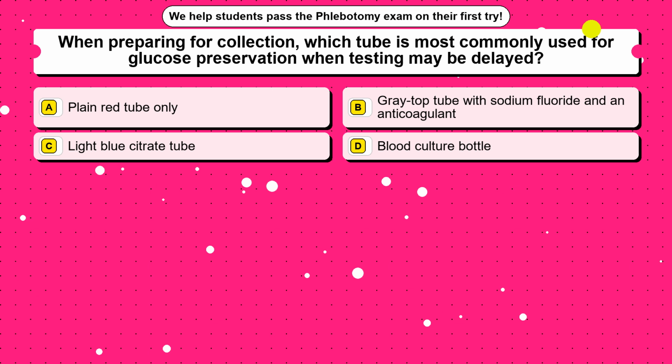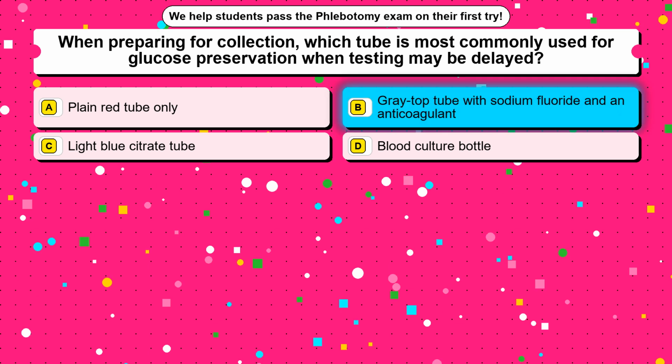Option A, plain red tube only. Option B, gray top tube with sodium fluoride and an anticoagulant. Option C, light blue citrate tube. Option D, blood culture bottle. The correct answer is option B, gray top tube with sodium fluoride and an anticoagulant.